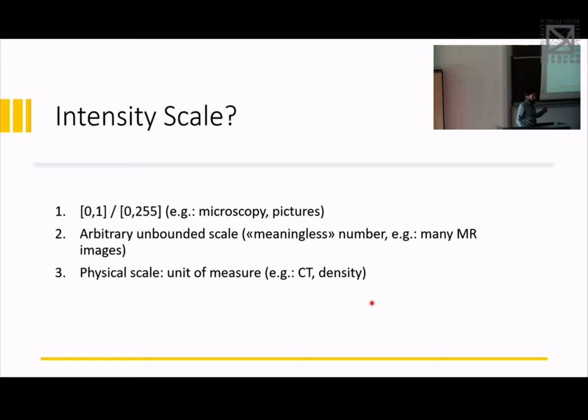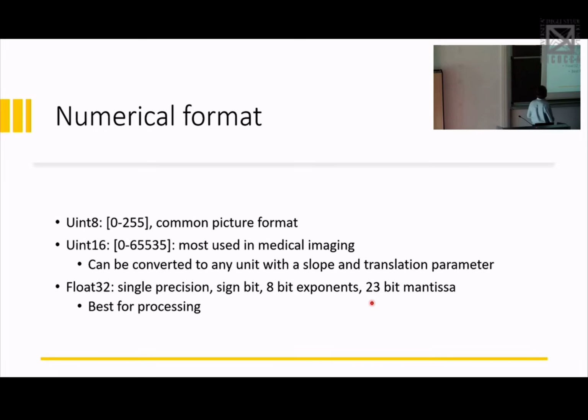Therefore, this needs to be kept into account. Now, how do we save these numbers? In multiple numerical formats. The first version is unsigned integer, which go between 0 and 255. And this is the most common format for pictures. This is what you get if you unpack the image you have on your phones.